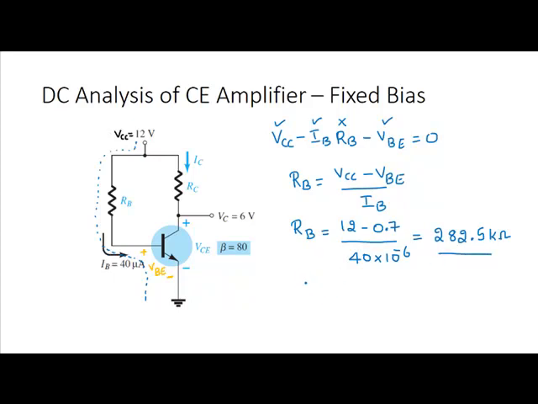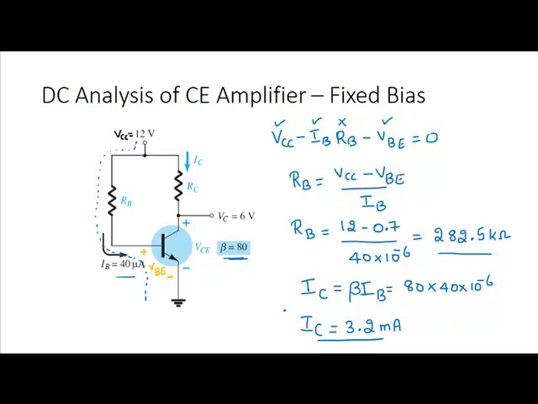Next we can easily find out what is IC, because IB is given, beta is also given. Using this relationship IC is equal to beta times IB, I can calculate the value of IC. Beta value is 80, that is given here, and IB is also given, that is 40 microampere. So 80 into 40 microampere gives me the value of collector current IC, which is equal to 3.2 milliampere.